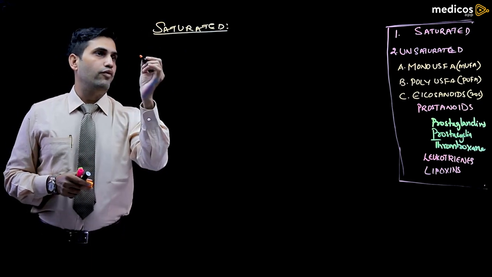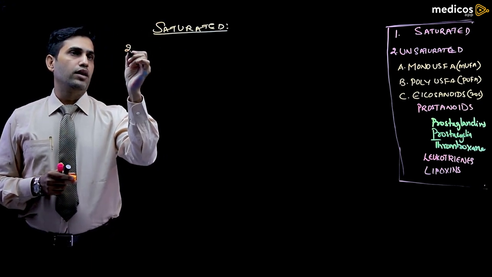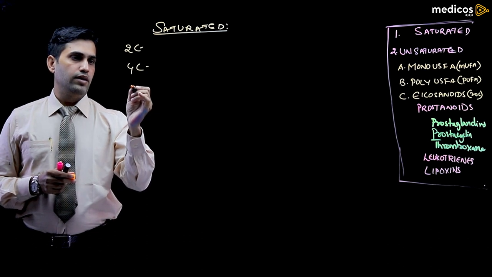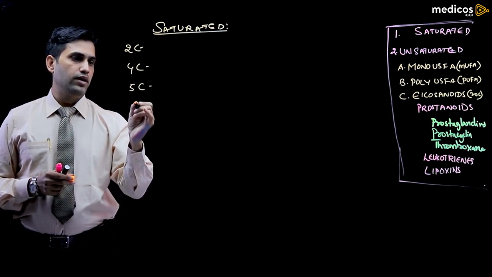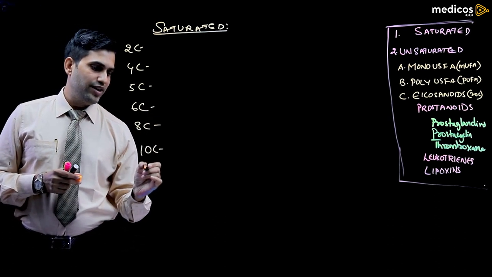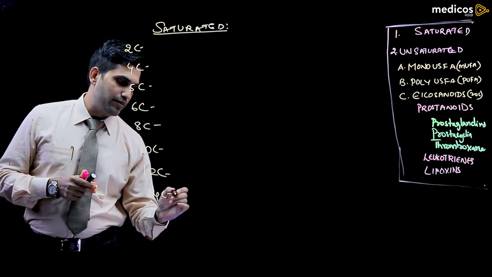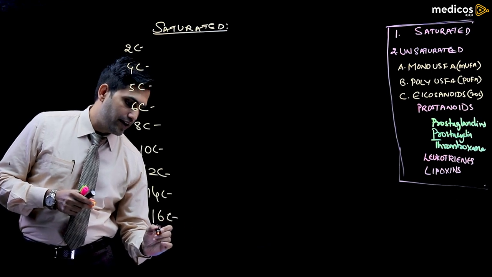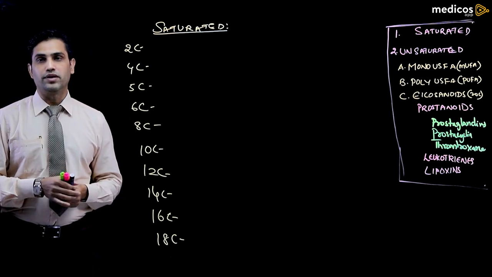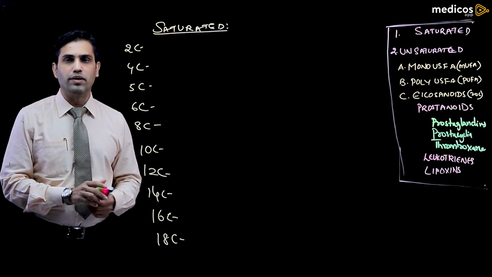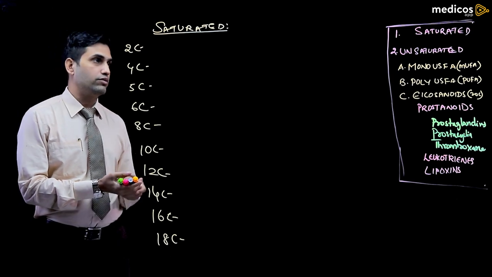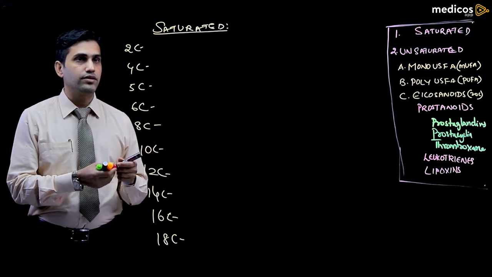Saturated fatty acids. What all saturated fatty acids you need to remember? 2 carbon, 4 carbon, 5 carbon, 6 carbon, 8 carbon, 10 carbon, 12 carbon, 14 carbon, 16 carbon, 18 carbon. Those are a lot of carbons. If you don't want to remember it, don't remember it, okay? Think that you are reading this for your general knowledge. They may ask sometimes a question on this.